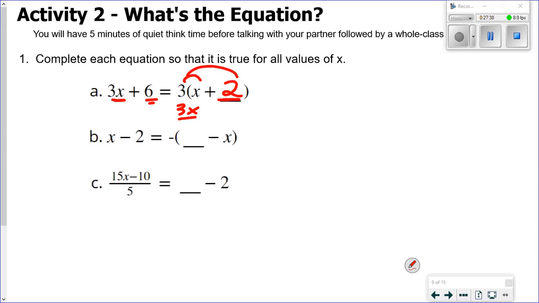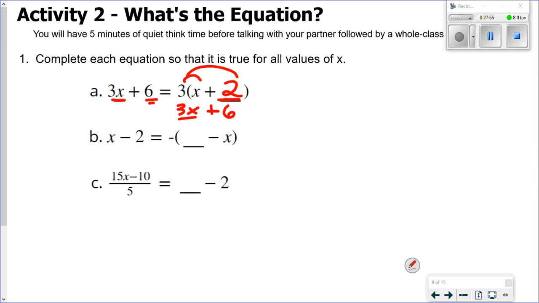Well, I know 3 times 2 is going to get me to 6. So if I just simply place a 2 in that missing place, I will have 2 equivalent equations because 3 times 2 is in fact 6. So we can see now that the left side is equivalent to the right in this equation, so therefore any value for x will hold true.